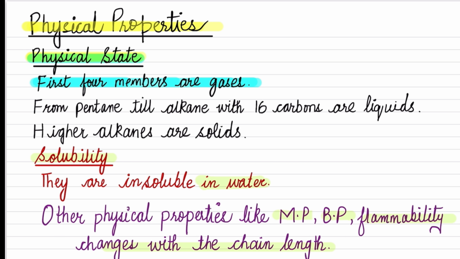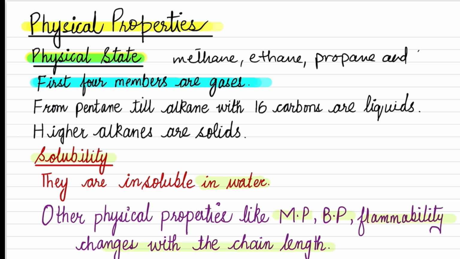Now we will discuss the physical properties in detail. The first physical property is the physical state. First 4 members of the alkanes homologous series are gases at room temperature and pressure. This means that methane, ethane, propane and butane, C1 to C4 carbon alkanes are gases at room temperature and pressure.